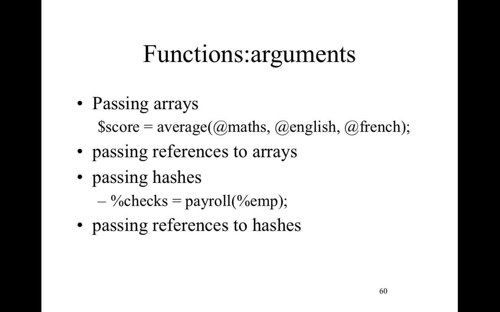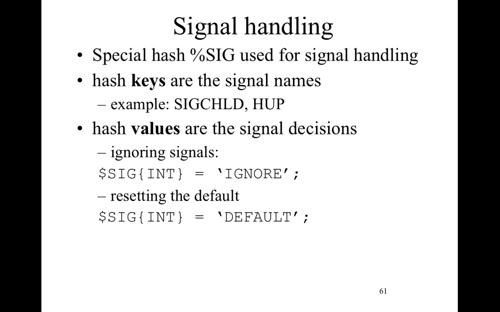Passing arrays, so we're sending math, English, and French to the function average, and we're having that equal to score where it comes out. So passing arrays as references to arrays. We can pass hashes as well, and then we can pass references to hashes. We have pass by value, pass by reference, same thing as supported, in terms of the arguments.